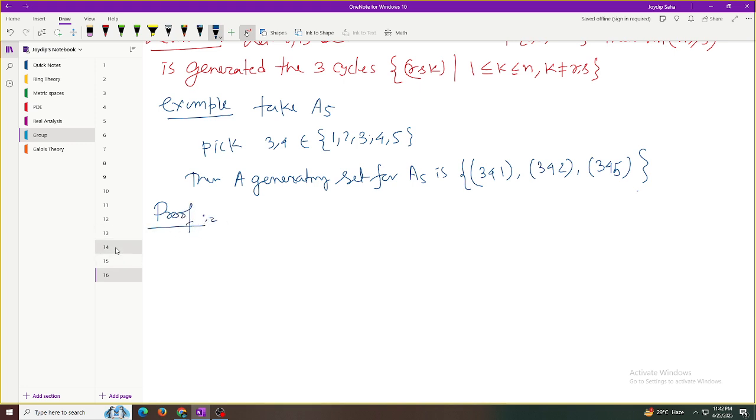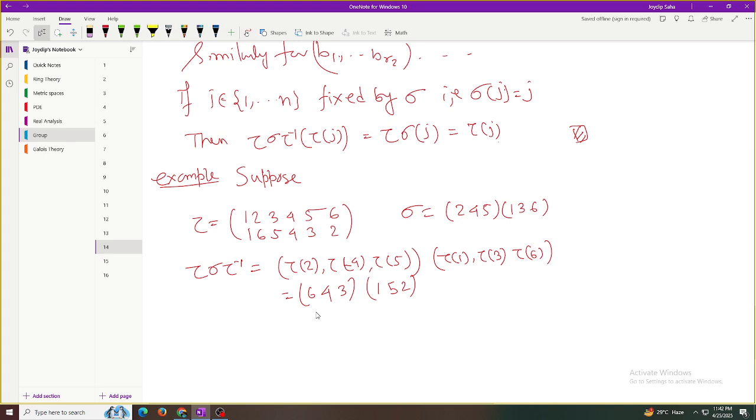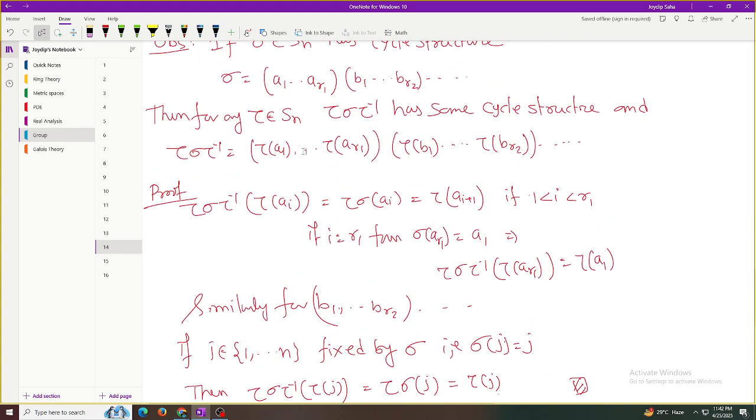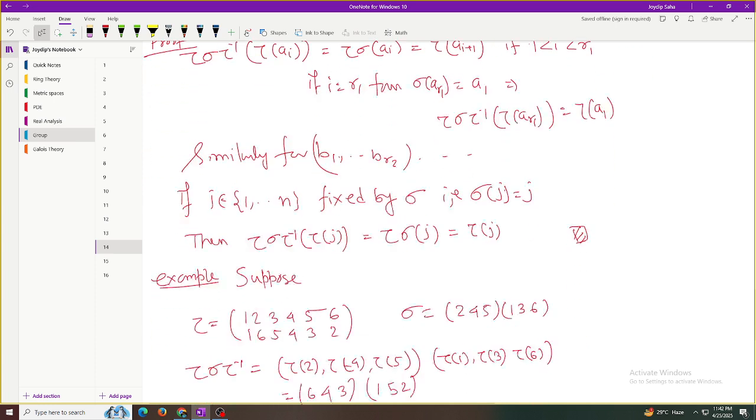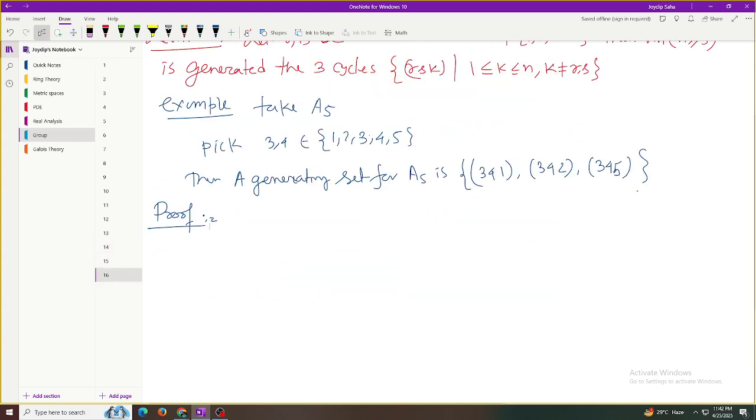Only you have to use that tau sigma tau inverse is this. This is your formula. If sigma is (a1 ... ar1)(b1 ... br2) and more, (c1 ...) something, I have not written here, then tau sigma tau inverse is just apply tau. So this is your lemma. Now I have checked, all are checked.